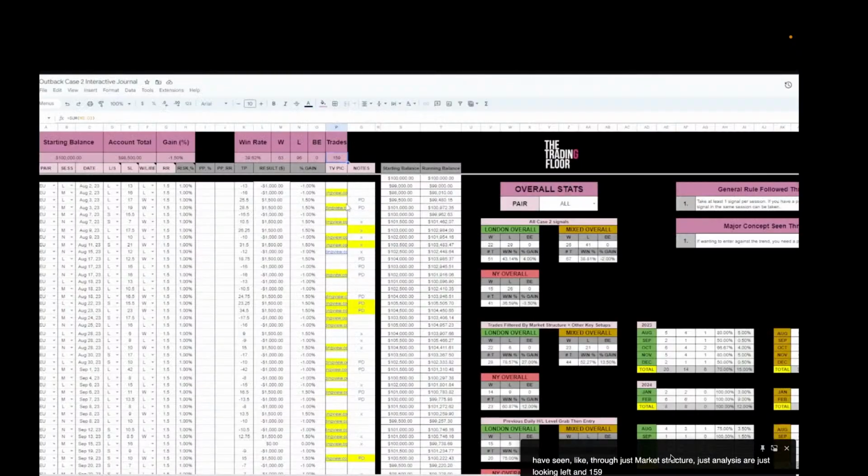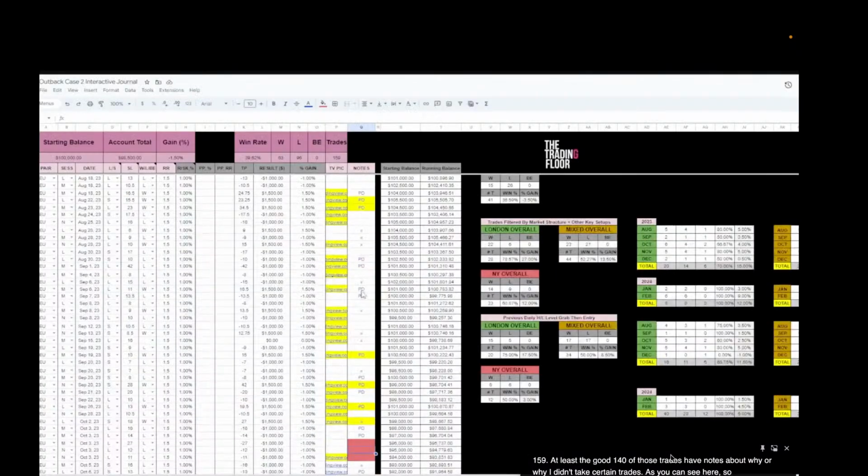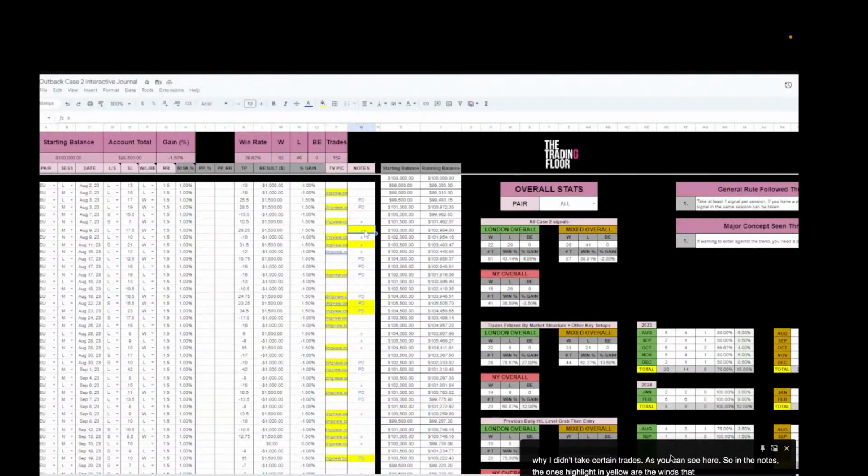There are 159 trades, and all of the TradingView links that are highlighted, I'll just click this first one. Every single link that is highlighted, I wrote notes specifically about. And I'm pretty sure of the 159, at least a good 140 of those trades have notes about why I didn't take certain trades, as you can see here. In the notes, the ones highlighted in yellow are the wins that I would like people to see and visualize on the charts, so you can spot these out for yourself.